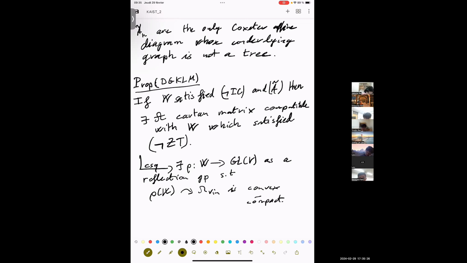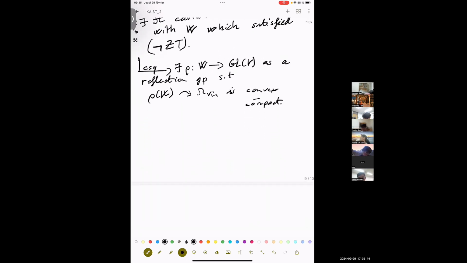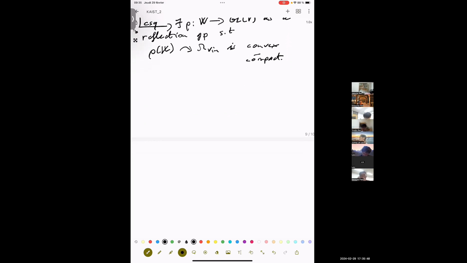I did not state it here, but it's a trivial remark that if you have such a Coxeter group, then it satisfies no AC and A tilde. So no AC and A tilde is an if and only if condition for a Coxeter group to have a convex cocompact reflection group representation. Okay.